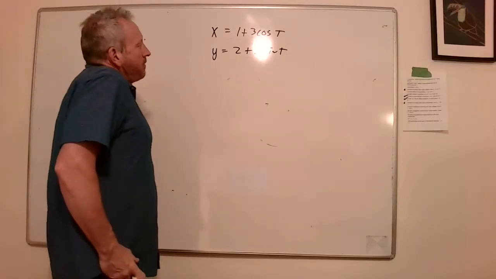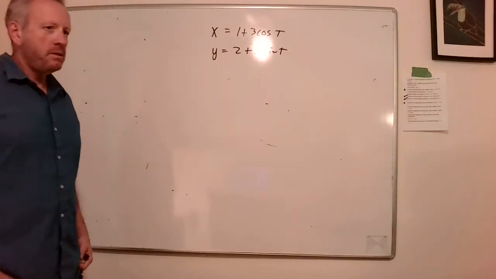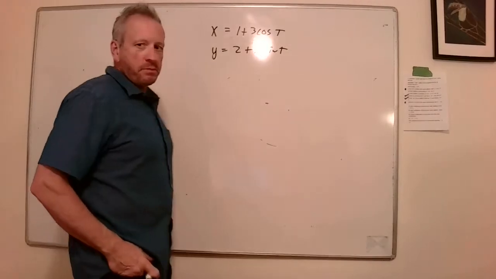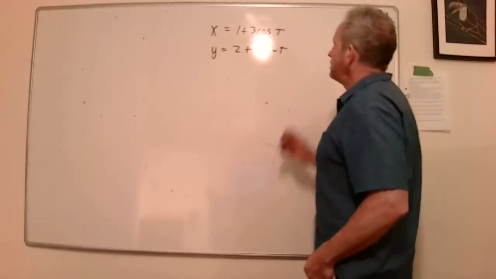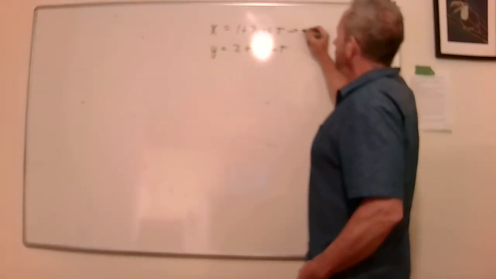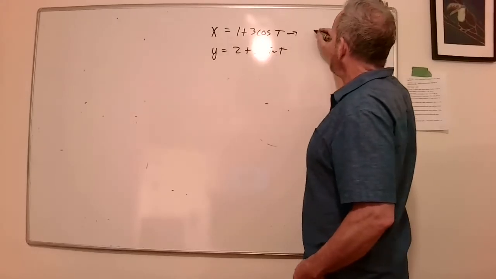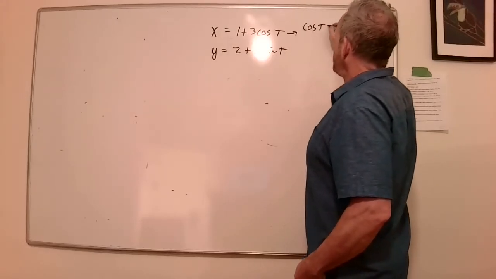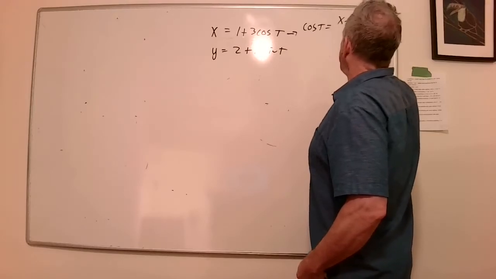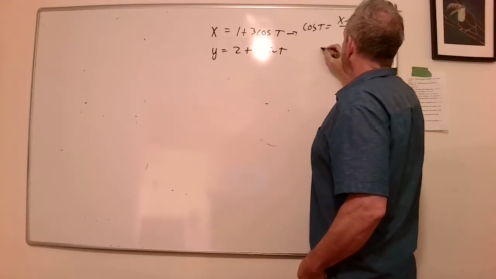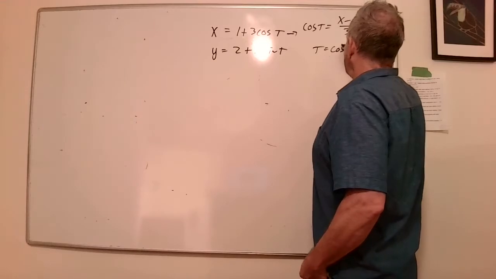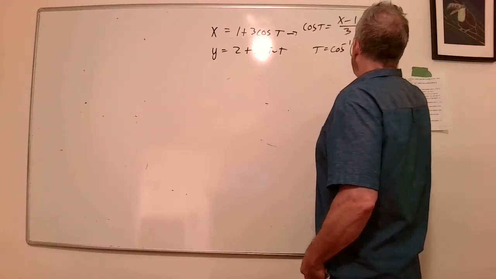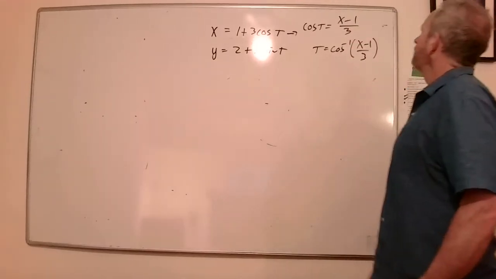Well, let's just try the obvious approach. We could try something slick or ingenious, but let's just plow ahead and do what we've been doing, which is solve for this parameter t. If I subtract 1 and divide by 3, we would get cosine of t is equal to what? X minus 1, all divided by 3. And so t is equal to cosine inverse of x minus 1 divided by 3.